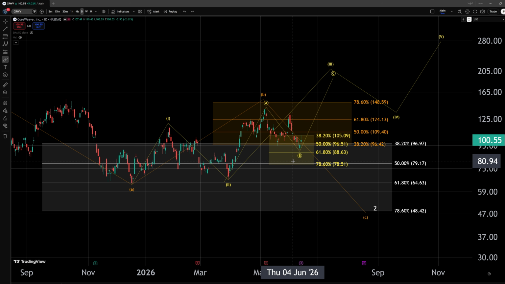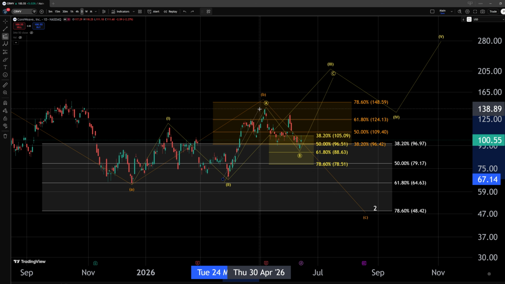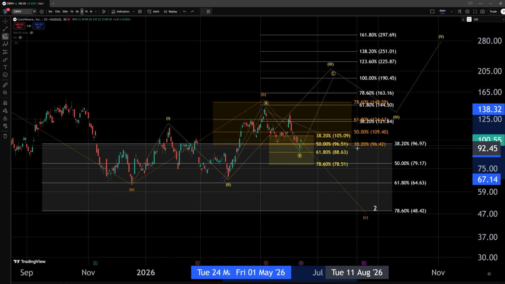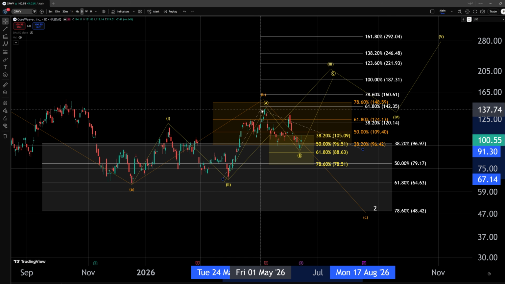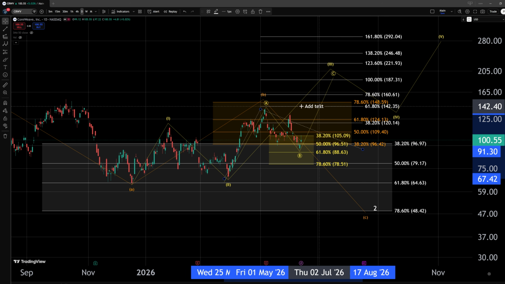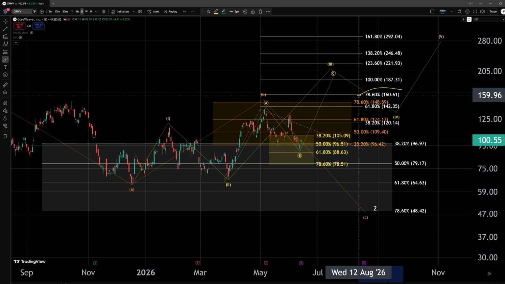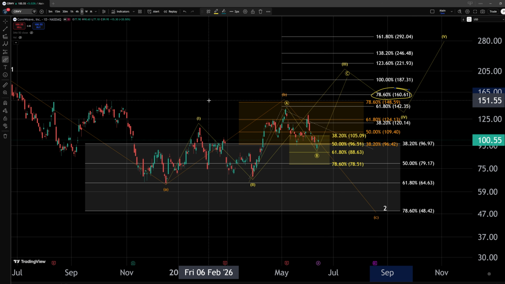Now, before we actually move into this correction and the actual opportunity, I did want to share the ideal target I would expect of the next move up. So, in this yellow interpretation, I would have the wave C looking to reach towards the 100% extension of the wave A. Well, that sits around $187. Granted, it doesn't need to get there. Even the 78.6% extension could prove to provide acceptable returns.